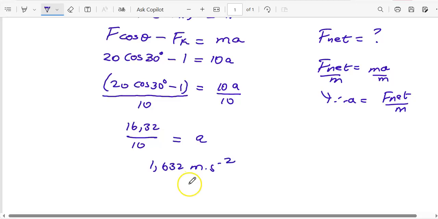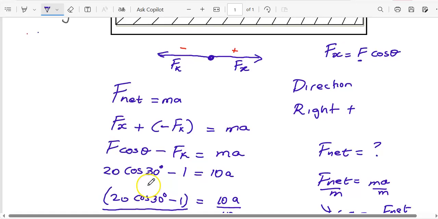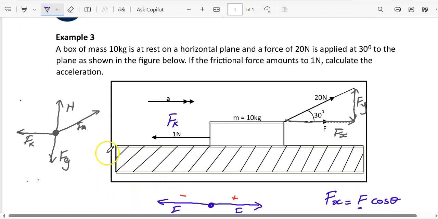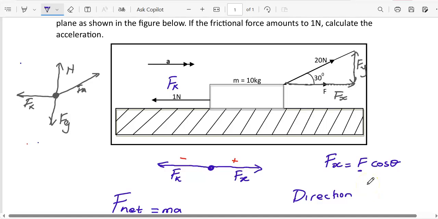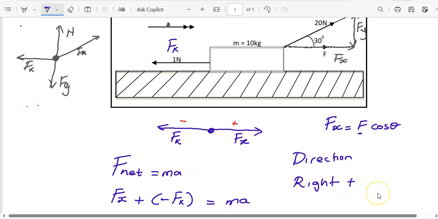That's how you solve acceleration for this type of problem. First things first, make sure that you draw the correct free body diagram. So what we did here, let's do a quick recap. We resolved the applied force into its vertical and horizontal components.